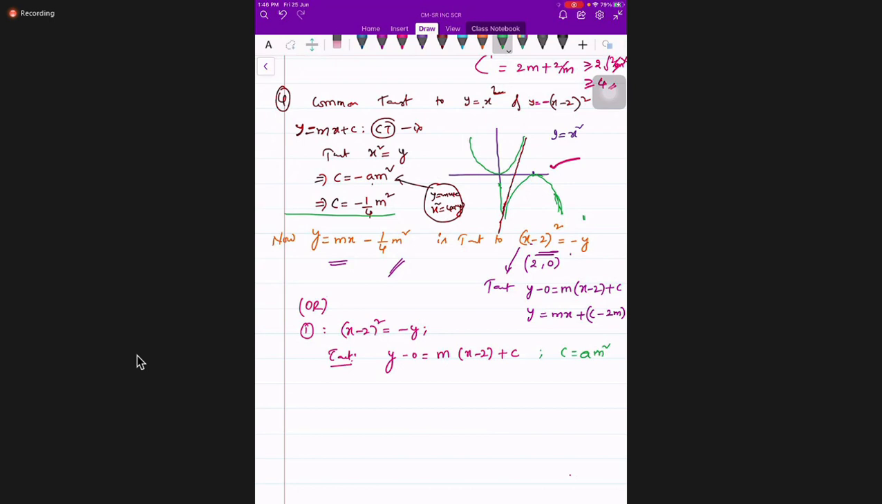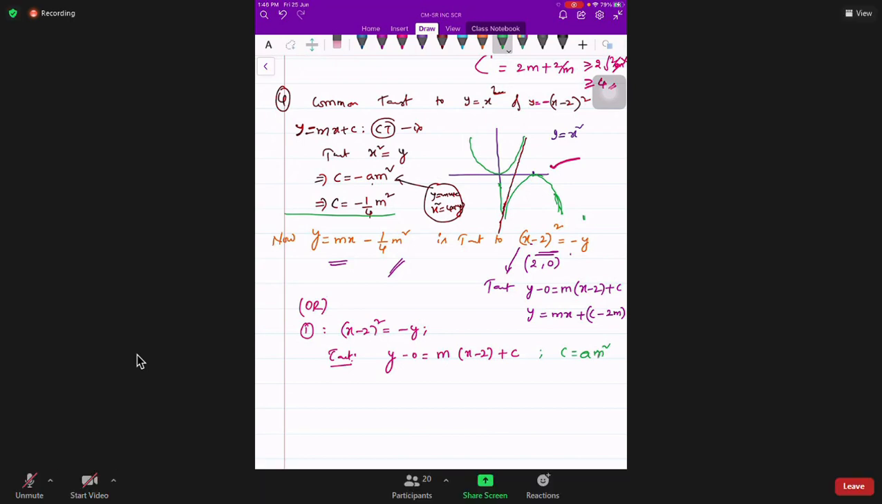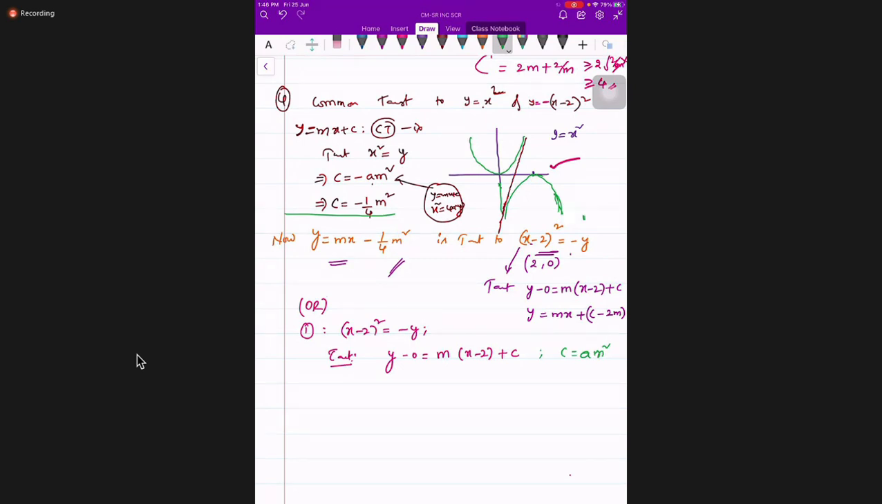Condition same, no. Only the equation of tangent changes. Condition remains the same, right? So what is the equation of tangent now? y equals mx minus 2m plus am square. So y equal to mx minus 2m plus a m square. What is a? a is 1 by 4. So y equal to mx plus 1 by 4 m square minus 2m. This is equation number 1.